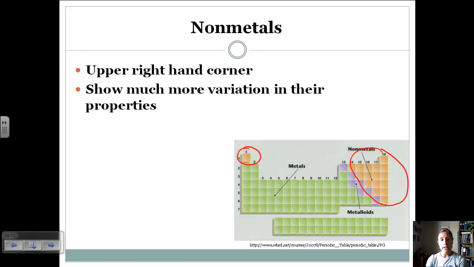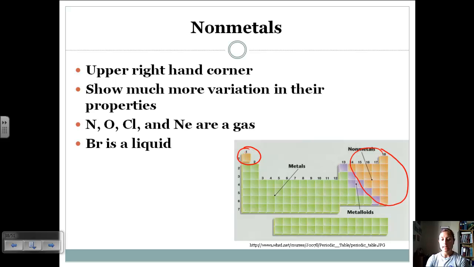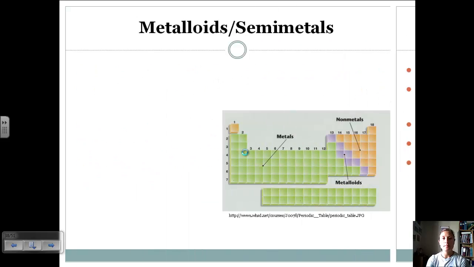Nonmetals show much more variation in their properties than metals. We have those four very physical characteristics, but we don't really have those same types of characteristics for nonmetals. They're much more varied. Nitrogen, oxygen, chlorine, and neon are all gases. Bromine exists as a liquid, and copper, phosphorus, and sulfur are solids. So they have a lot more variation.